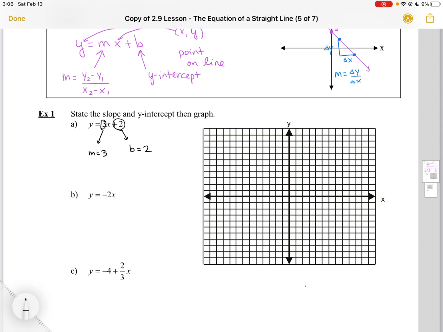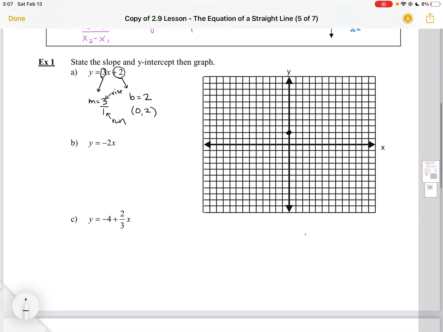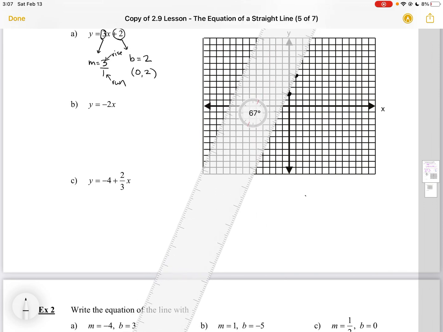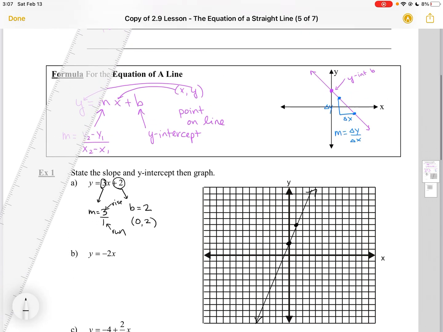Now, just like we did before, I now have a point. My y-intercept is 0, 2. I can put that right on the graph. And then my slope is 3, or 3 over 1. So I now know my rise and my run, which tells me how to get to the next point. So up 3, 1, 2, 3, and over 1. Now I've got 2 points, which is enough to draw a line. Using my ruler, I extend my line across my graph and add arrows on the end.